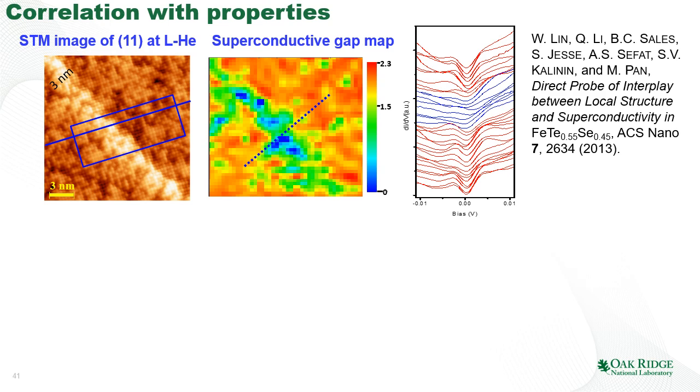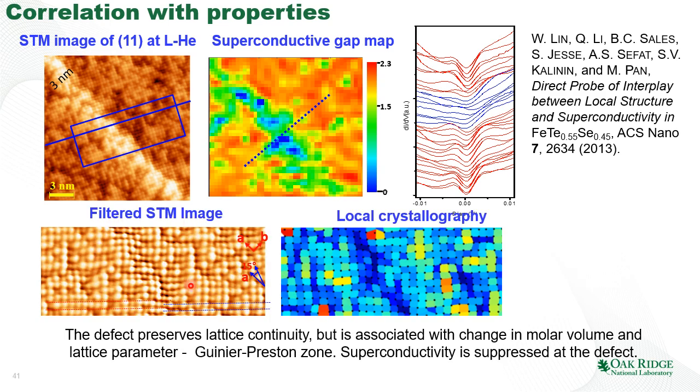So what can we learn about this defect? Okay, we can take our STM image, filter it, and look at the orientations of the atomic rows. You can see that actually there is a shift here. This is a boundary in the material. And you can also see that the molar volume of this material along this grain boundary is reduced. Now you can look at these two images, the local crystallographic image and the superconductive gap, and you can see that the region with the reduced superconductive behavior and the region with the reduced molar volume are roughly the same regions. So we learned something about the physics of the material.